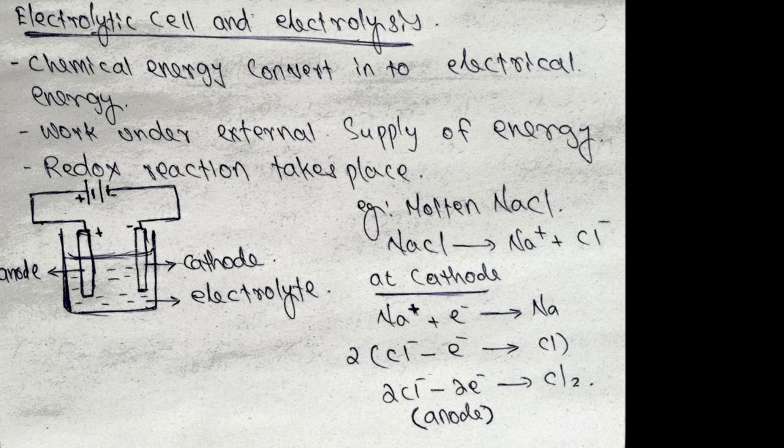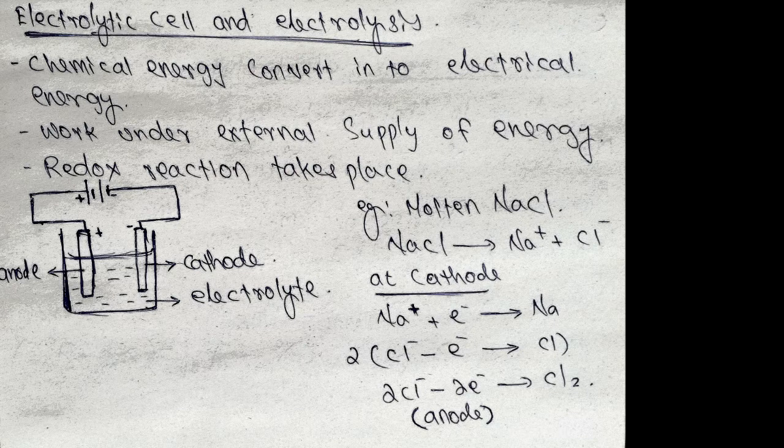Also we know opposite charges attract each other. Na+ is attracted towards the cathode and Cl- is attracted towards the anode. So the reaction taking place at the cathode: Na+ receives an electron and changes to Na. Na will deposit at the cathode. Similarly, Cl- loses an electron and forms chlorine. Chlorine is diatomic, so we have to write Cl2. So chlorine gas will be deposited at the anode.